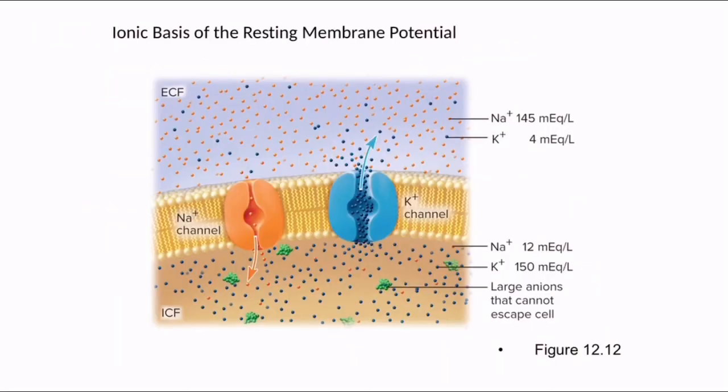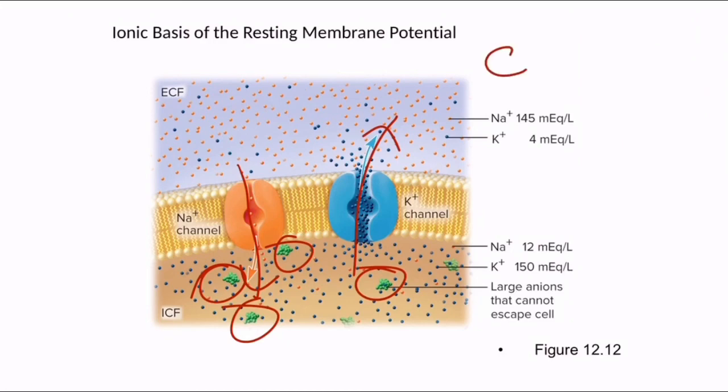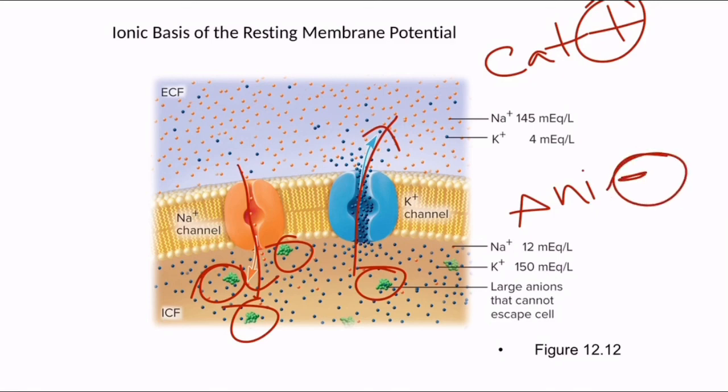So a little better image would be this one. Here is a sodium channel letting in the sodium. Here's that leaky potassium letting it out. And then all the time we have these bigger negative anions. Remember, cations are positive and anions are negative, right? So think cat-ions, like cats have paws, so positive. And so anions are always just going to be the opposite, which is negative.